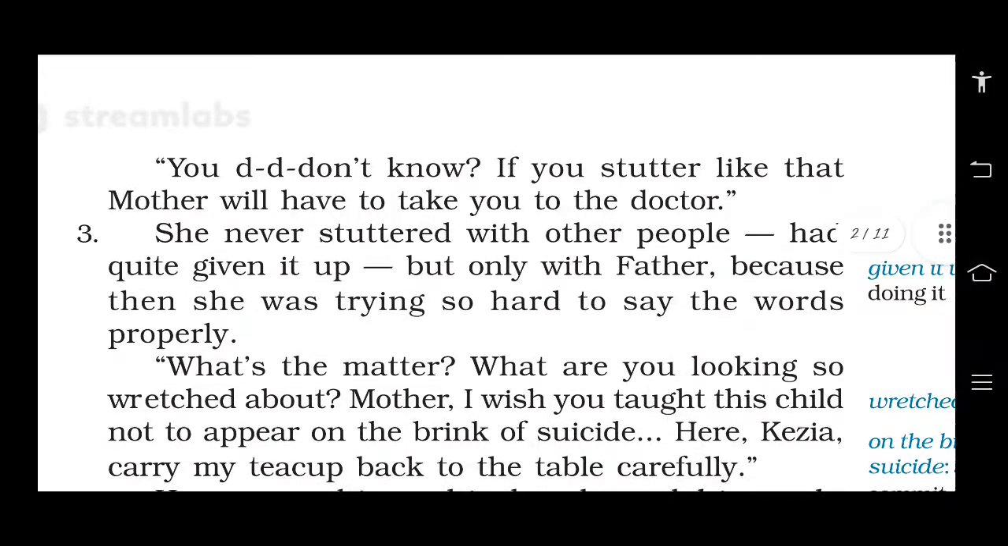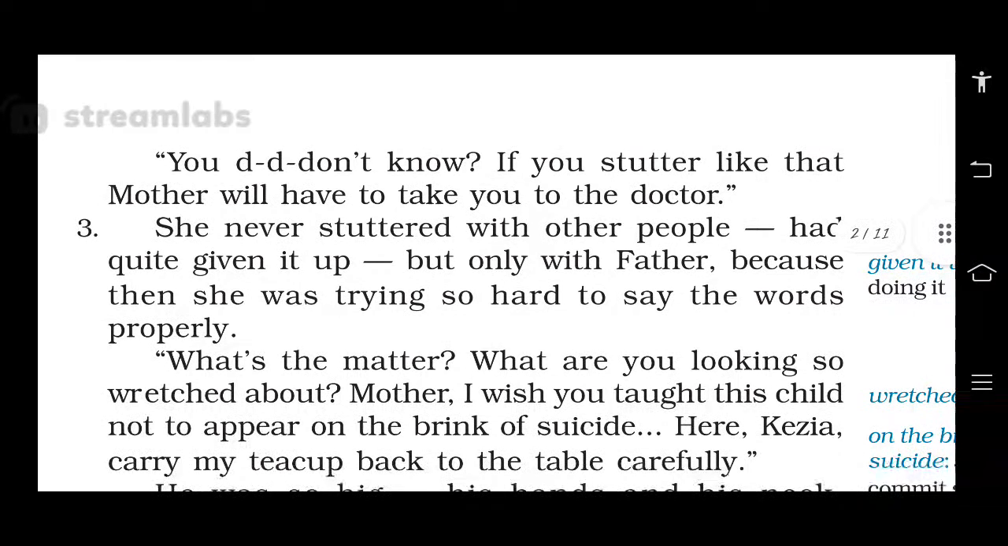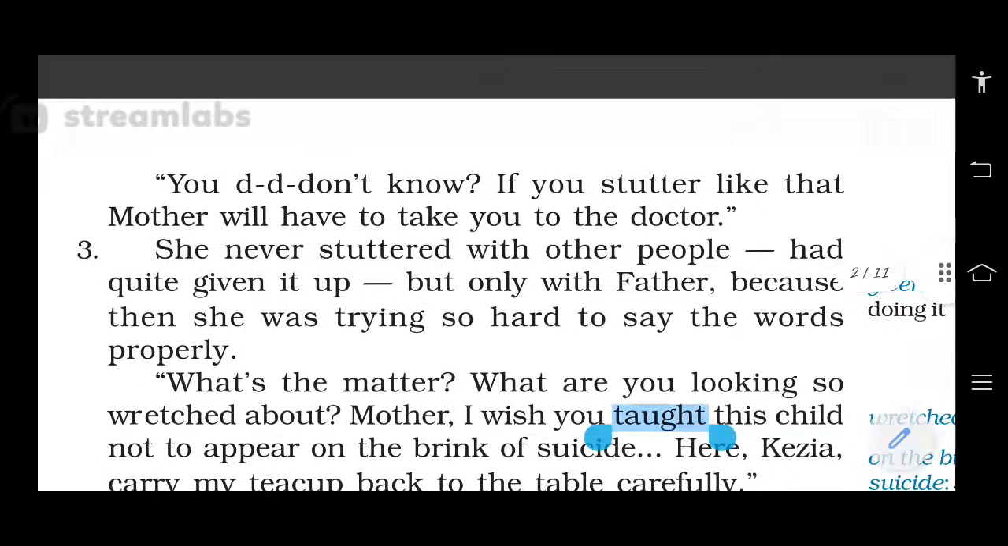Okay, right, she is very scared of her father, isn't it? Did you understand this? Okay, she never stuttered with other people, had quite given it up, but only with father, because then she was trying so hard. What is the reason?